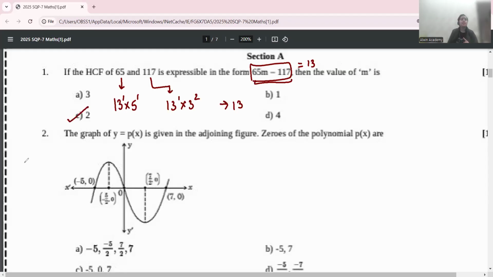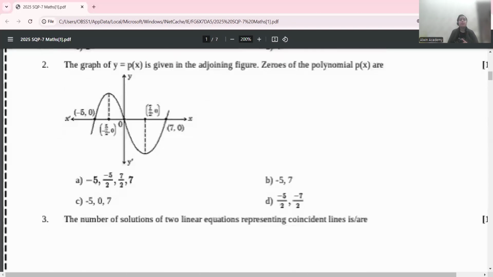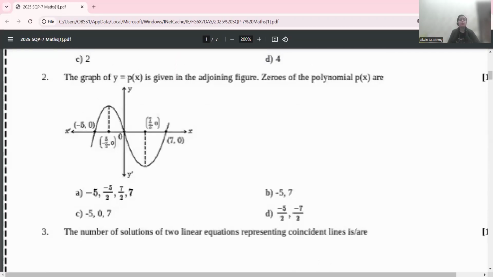Going to the next question, the graph of y is equal to p(x) is given. The zeros of the polynomial are. Now the zeros are basically the points where the x-axis has been cut. We can see three zeros here, and the zeros of the polynomial is actually the value of x at these points, which gives us minus 5 here, 0 here, and 7 here, option number C.